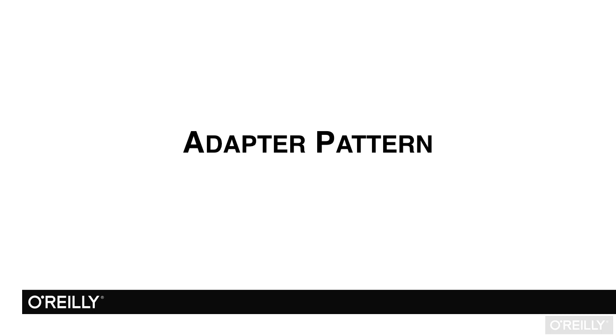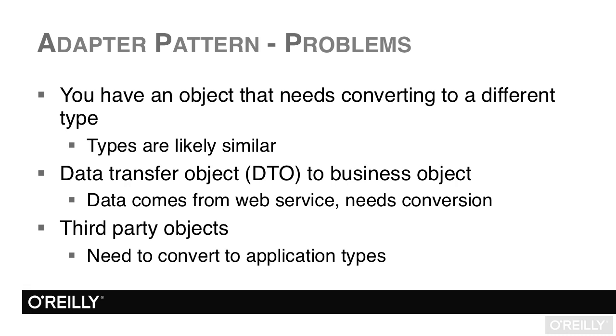The adapter pattern is similar in that respect, in that you need to adapt one type of class into another type of class. So you've got an object that needs converting, and needs converting to a different type because that's what the rest of your application needs. But the types are likely similar. Obviously, you're not going to be converting a cat to a fire hydrant.